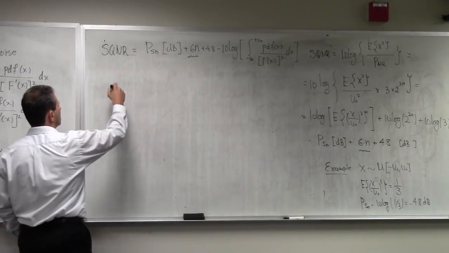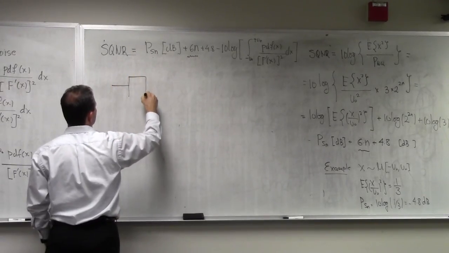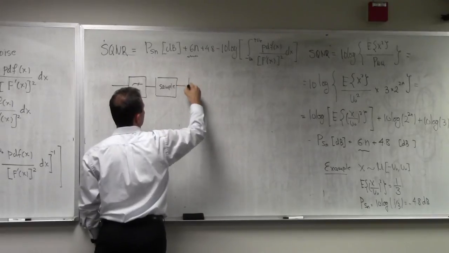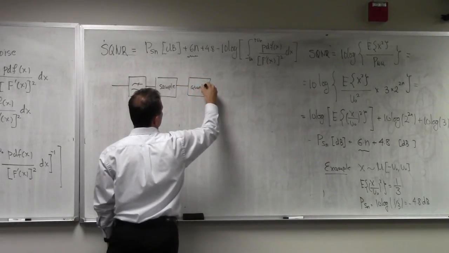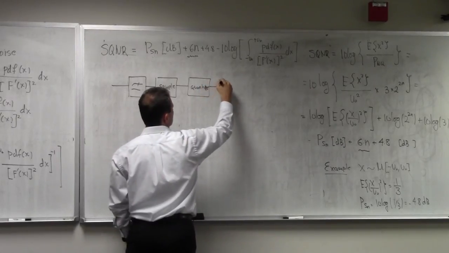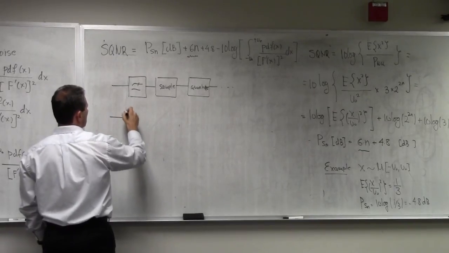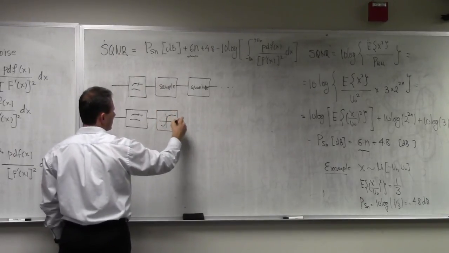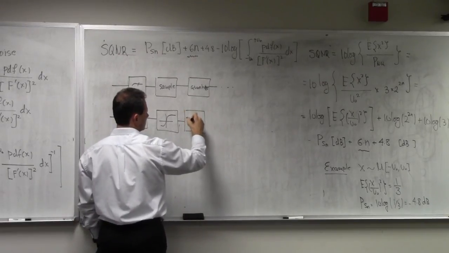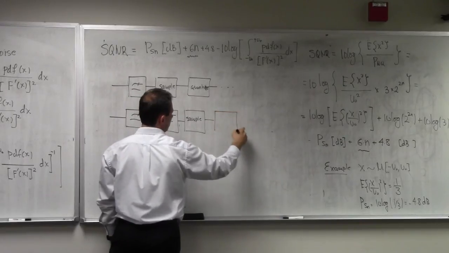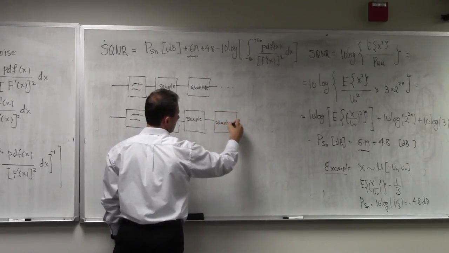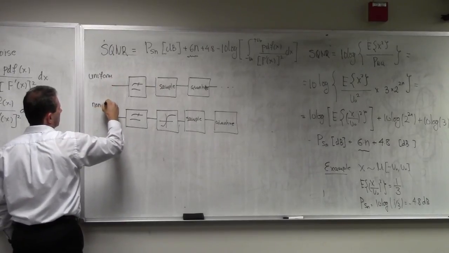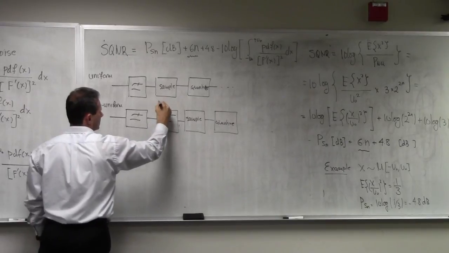The uniform looks like this, right? You have your signal, you have your low-pass filter, and you have your sample, and then you have a quantizer. Non-uniform looks like this. You have your signal, then you have your low-pass filter in the block diagram, you have your compressor, and then you have sample and quantize. So this is uniform, and this is non-uniform. This is f of x, the only difference.